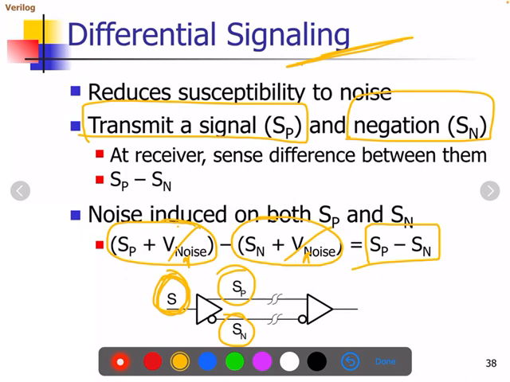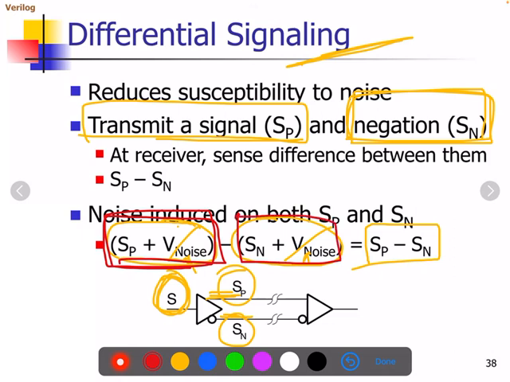So this is about differential signaling. The difference is taken between the original signal and its negation. We have to transmit both. You can see in the diagram that SP and SN are both getting transmitted. In the channel there is a possibility of addition of noise, which is what is represented: SP plus V noise is the addition of noise to the original signal, and the same for the negated signal. When we take the difference, both the noise terms get cancelled out, and the remaining term is SP minus SN, that is the original signal and its negation. So this is about differential signaling.